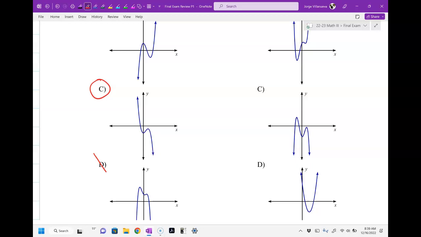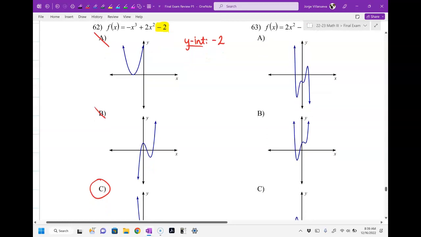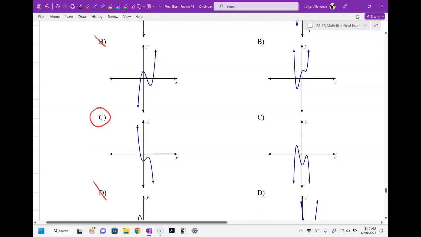Now, if there would have been two, then what you would have done is you would have said, okay, now let me think about the end behavior. A power of 3 is odd with the negative A, so it should be rising to the left and falling to the right. And notice that's what C does, right? It rises to the left and it falls to the right. So that's kind of another helper for you.